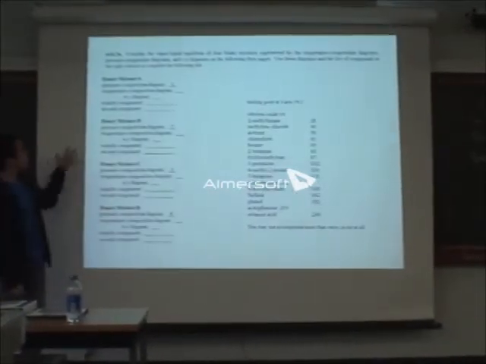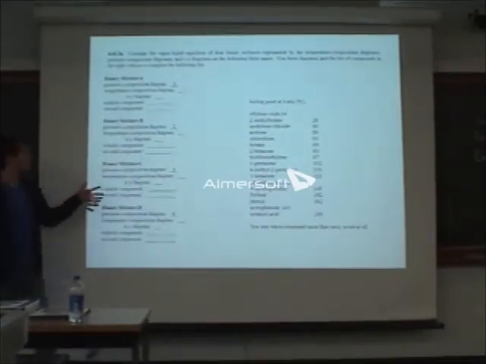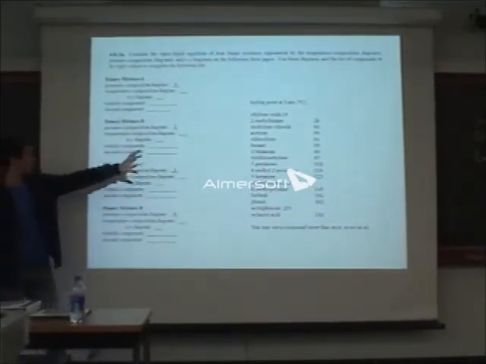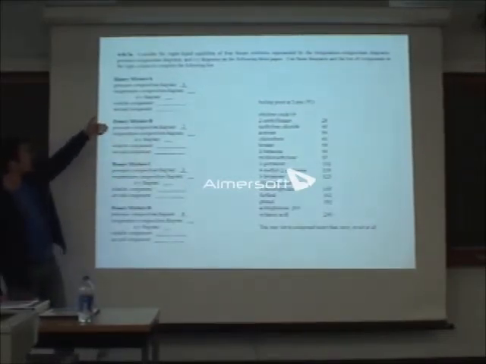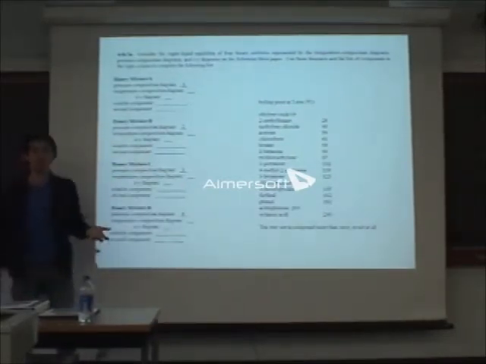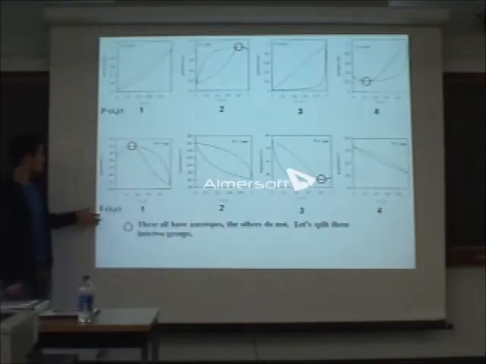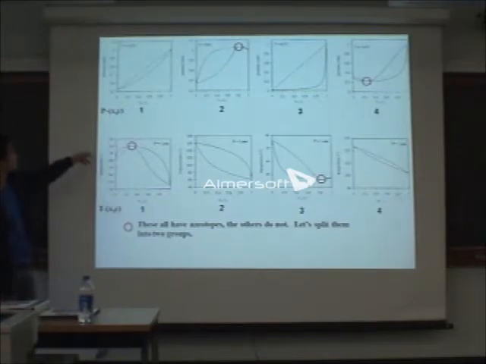So the problem: we have 4 binary mixtures, A, B, C, D. You don't know which compounds, so our goal is to find which are the components in this mixture, and also to match the pressure, temperature, and XY diagrams. So let's start with the TXY and the temperature and the pressure diagrams.